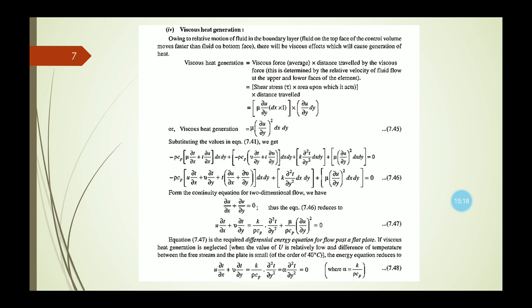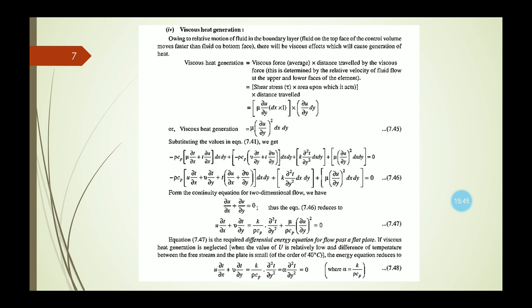So this shear stress, tau, can be written from Newton's law of viscosity, that is mu du/dy. The area upon which it acts is equal to dx multiplied by 1, and the distance traveled is ∂u/∂y multiplied by dy. So finally the viscous heat generation we are getting here is mu (∂u/∂y) whole square multiplied by dx dy. This is our equation number 7.45.